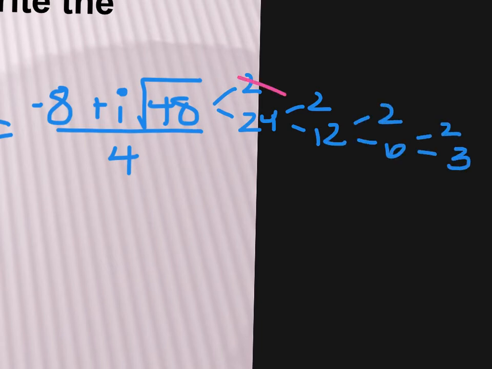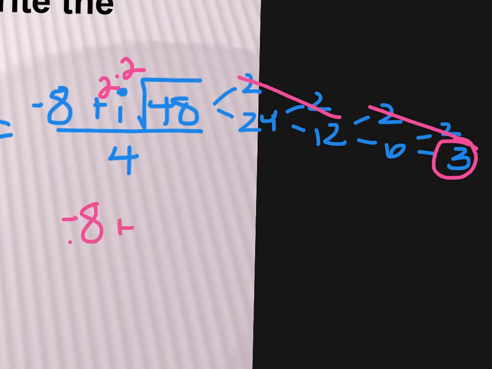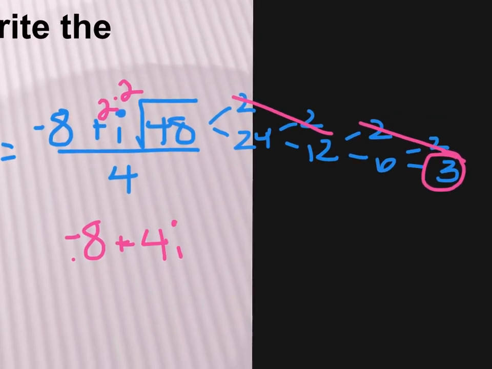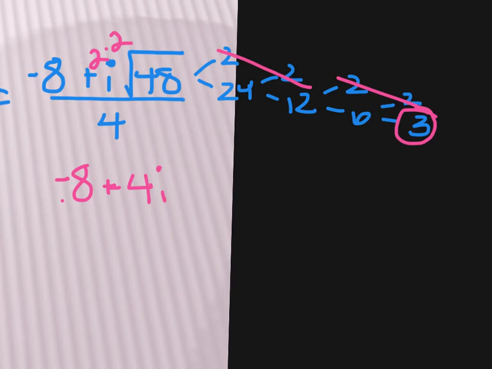For every pair of 2's, I take 1 to the outside. So that's 1 that's going to get multiplied by the 2. And then there's another pair of 2's, so another one gets multiplied. The 3 that doesn't have a pair is going to stay underneath the radical. So this becomes negative 8 plus 2 times 2, which is 4i, and then the square root of 3, because the 3 was the only thing left underneath, all over 4.